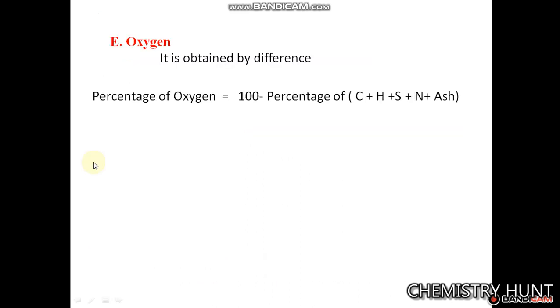Now oxygen. The percentage of oxygen will be what? It is 100 minus percentage of the carbon plus hydrogen, nitrogen, and sulfur and the ash. So all these are being added and it is being subtracted. So 100 is being subtracted from all this to get the percentage of the oxygen.